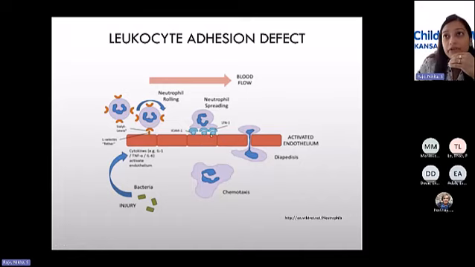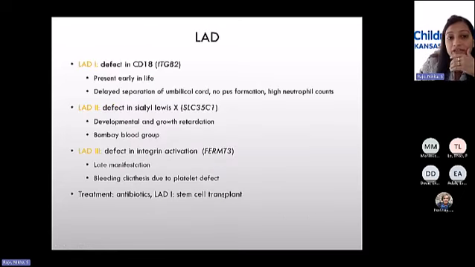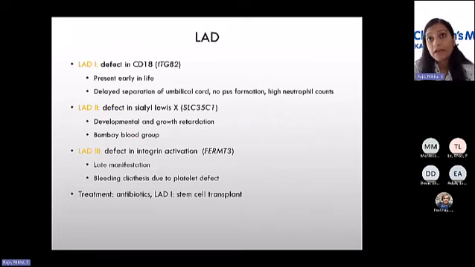If the surface markers or adhesion molecules are absent, then they cannot move and they are trapped in circulation. Defects in different genes can cause LAD type 1, type 2, and type 3. LAD type 1 is the one you typically hear about: delayed separation of the umbilical cord, no pus formation, and high neutrophil counts, and those patients need transplant.